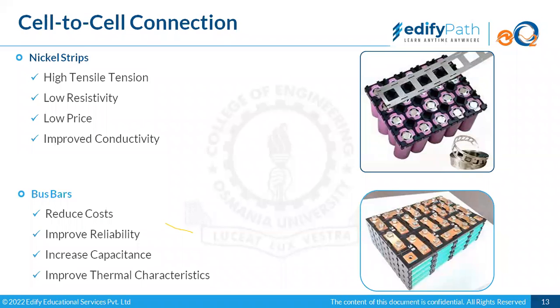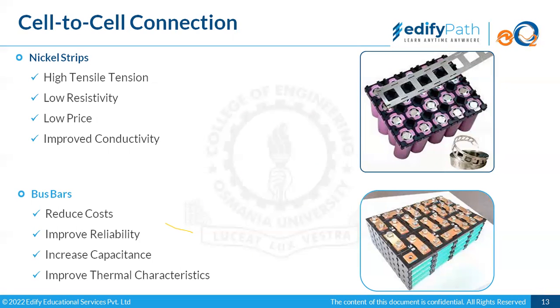Then resistivity, as we said, is low, so losses would be very low. The temperature developed across the connections would be lesser, and low resistivity means improved conductivity. So it is resistance free. Even when fumes or other gases are generated due to temperature, it doesn't corrode very fast. So that is a big plus with nickel strips.